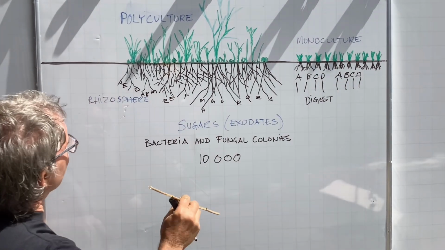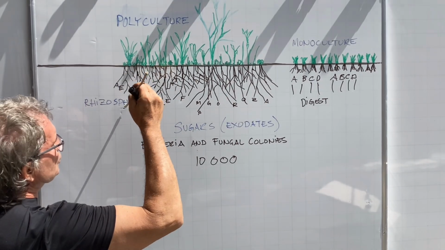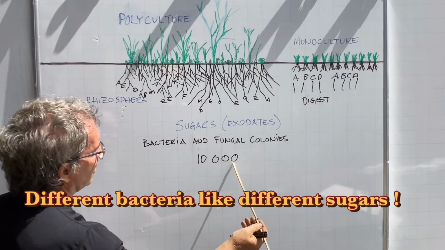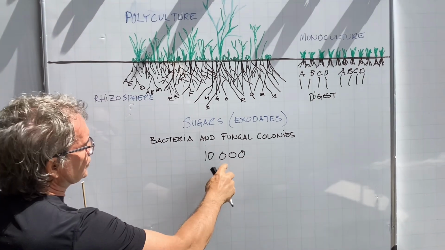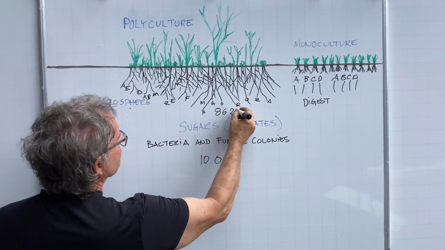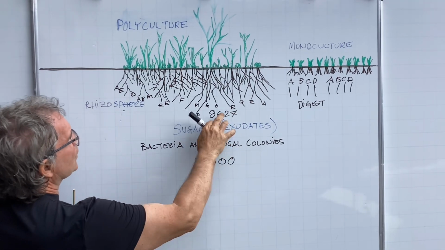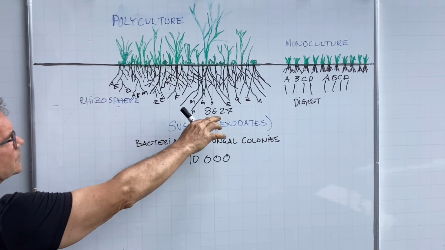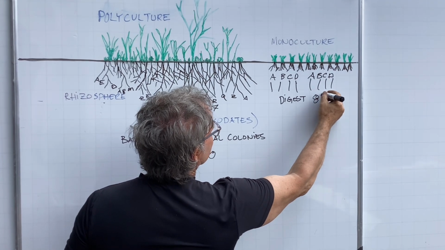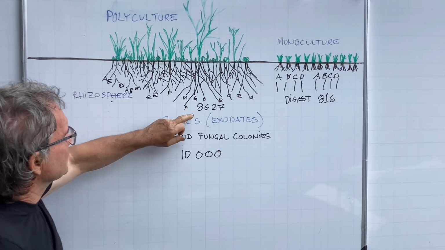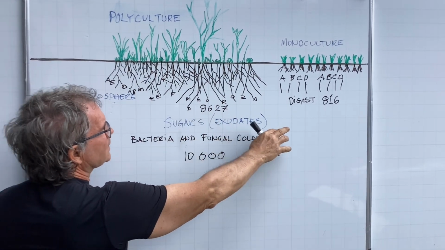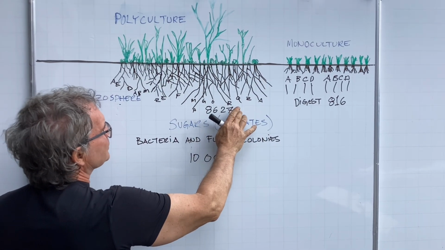In this scenario, you have all these different sugars that are being offered to these 10,000 different bacteria and fungal colonies. So what happens is, I'm just going to do some numbers. Let's say you have 8,627 different bacteria working in this rhizosphere zone. In this area, let's say you have only 816. So this soil is conditioned 10 times as much as this. It's 10 times more biodiverse, the soil.